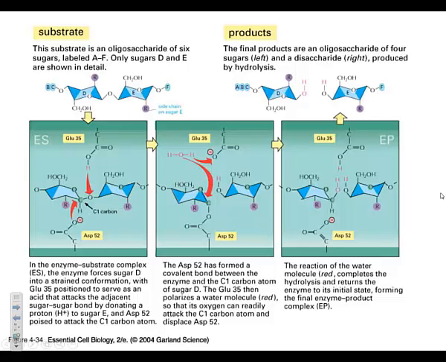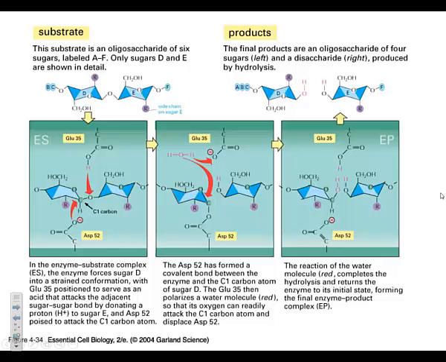hydrogen back to glutamic acid, and then the hydroxyl group is being added to the sugar. Okay, so these three major steps are what's happening in the active site. You got your enzyme substrate binding, the activated intermediate, and then your product.